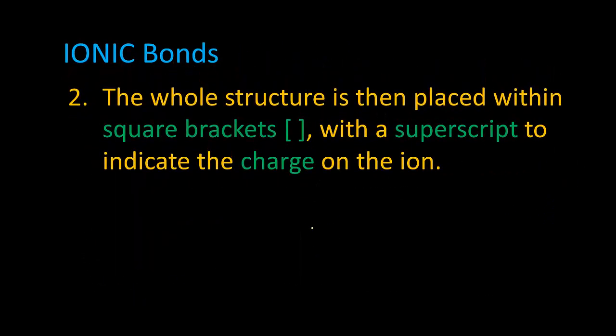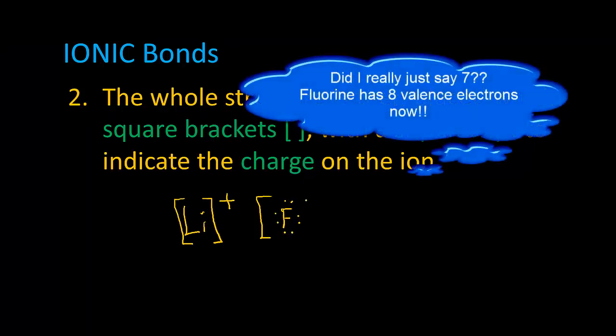Step 2. The whole structure is then placed within square brackets with a superscript to indicate the charge. So lithium now has no valence shell electrons. Here are our brackets, and our superscript right here is a charge of +1. Fluorine, don't forget to write your valence electrons. It has 7. And it has a superscript of a -1 because it has a -1 charge.